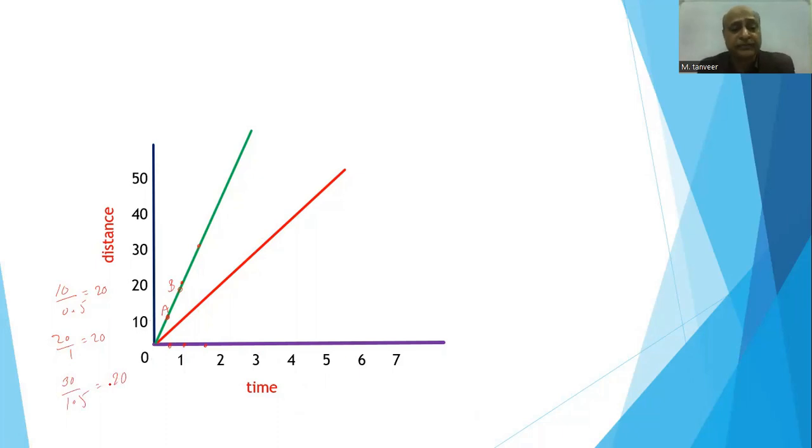So whenever there is a straight line, then speed will be uniform. This is also a straight line. So speed is uniform. So a straight line shows that the car is moving with uniform speed.